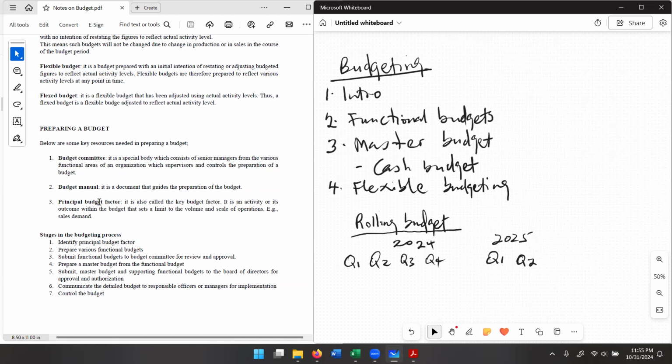Then principal budget factor is a resource which will limit us in how far we can go as an organization. You see, so it's very important. It could be our machine capacity. It could be our market size. It could be our finances, any resource at all that will limit us as to how far we can go. Anytime we are preparing a budget, such a resource is considered principal or critical budget factor. You see that? So, for instance, and it is very important so that you know how to put your budget together. Because if you know that your machine capacity is 100,000, you don't go budgeting for 200,000.